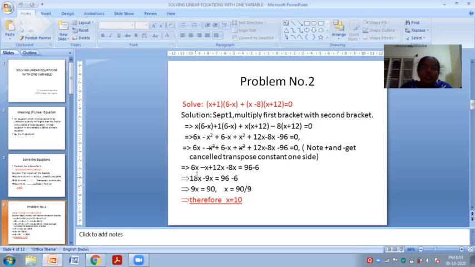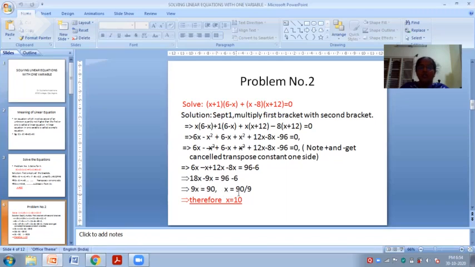So how many x are remaining here? See here, 18x are there because here this is 6 and this is 12. Add together, 18x. They both are plus sign. Here minus 8 and minus 1x, therefore minus 9x. Therefore 18x minus 9x, how many x remaining? 9x here. LHS side. What about the RHS? RHS side 96 minus 6. How much is remaining? 90, because 96 is the greater number. Out of this, 6 is subtracted, remaining is 90.